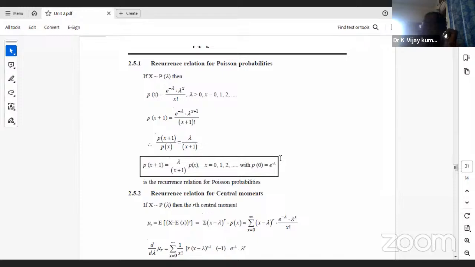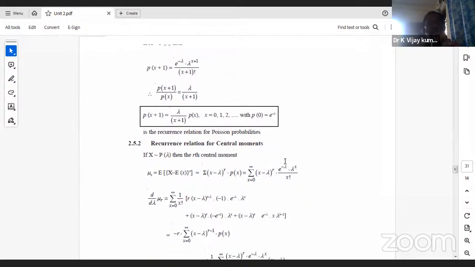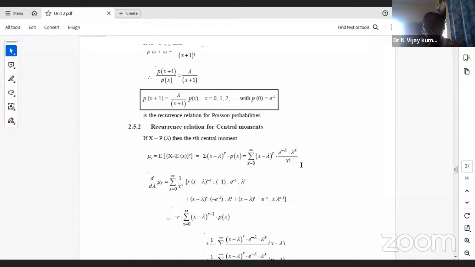p of x plus 1 is equal to lambda by x plus 1 p of x, for x equal to 0, 1, 2, with p of 0 equal to e power minus lambda. This is the recurrence relation for Poisson probabilities. So what is the recurrence relation we are taking here?